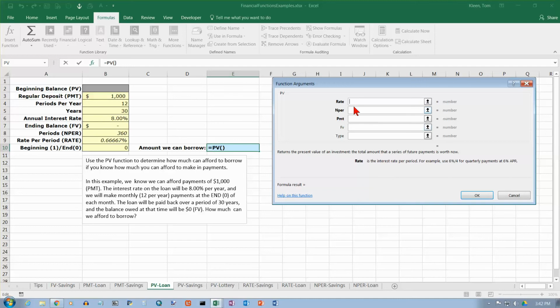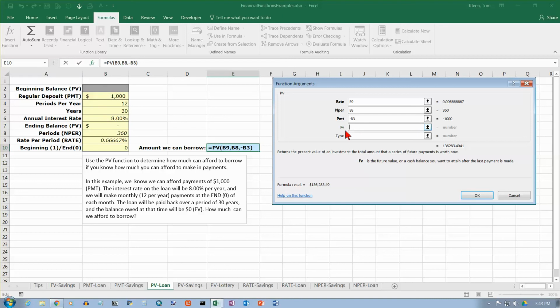And so it wants the rate. Well, the rate is the rate per period, remember. So it's going to be this. And the number of periods is going to be what I've labeled NPER over here. It is 12 times 30 is 360. And it wants to know what our payment is going to be. Payment is always negative. So let's do a minus sign first. And then let's do the number 1,000 up here in B3.